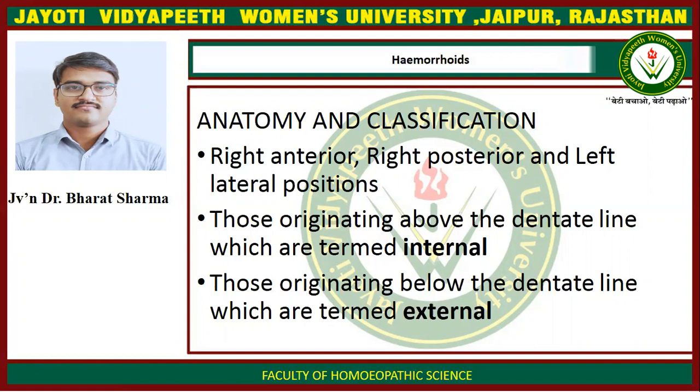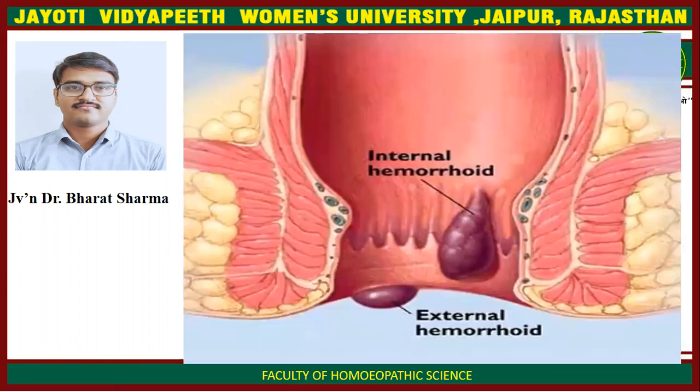Those originating above the dentate line are termed internal hemorrhoids, and those originating below the dentate line are termed external hemorrhoids. So hemorrhoids are also divided into two parts: internal hemorrhoids originating above the dentate line and external hemorrhoids originating below the dentate line. There is a diagram showing external and internal hemorrhoids. You can easily see the engorgement of veins here.